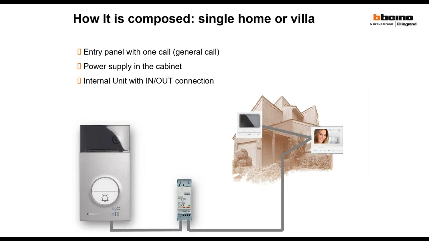How is a single home composed? All the gray lines you see are just a pair of wires. We have the external panel connected to the power supply. In this case, we have the compact power supply, and we go inside to the internal unit. This is the in-out connection.